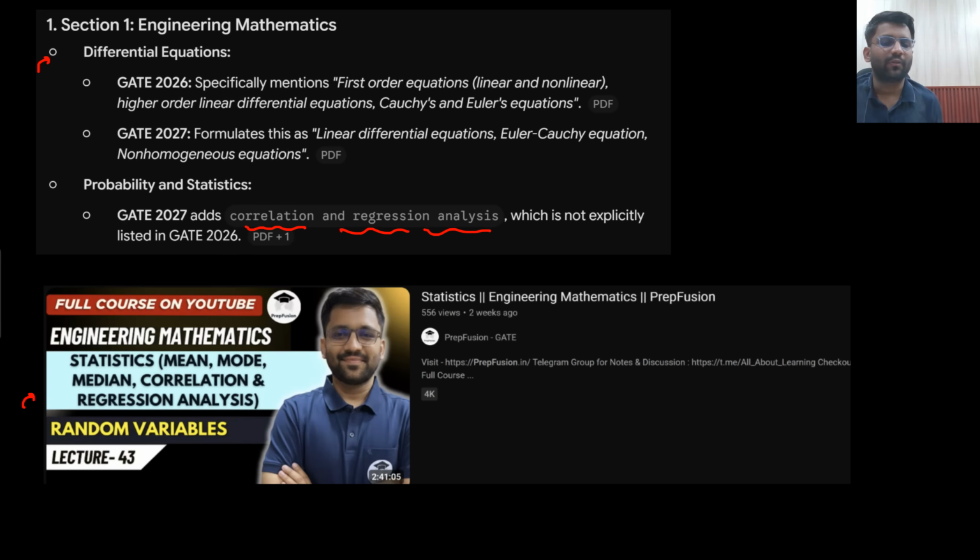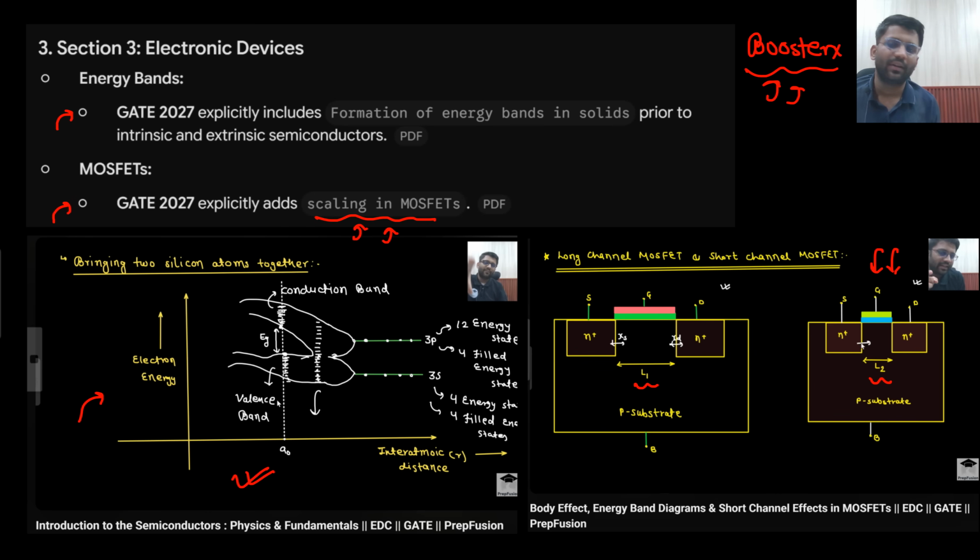If you are preparing on some other platform or from YouTube, then for regression and correlation analysis, you can cover it from here. Then in electronic devices, for scaling in MOSFETs, you can cover it from this video. It is the last video of MOSFET, with body effect, energy band diagram, and short channel effect, and it is uploaded on YouTube. It is the second last or last video of MOSFETs. Formation of energy bands, no matter where you are studying from, you always start from here, because this is where you start EDC. If you are not starting from here, then there is a problem. So you can study the first video of our EDC, Introduction to the Semiconductor, from here.